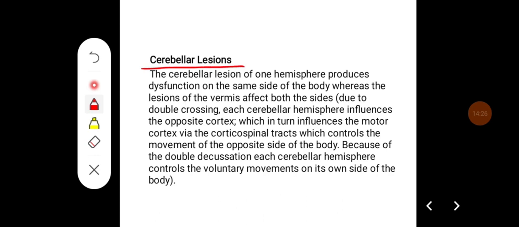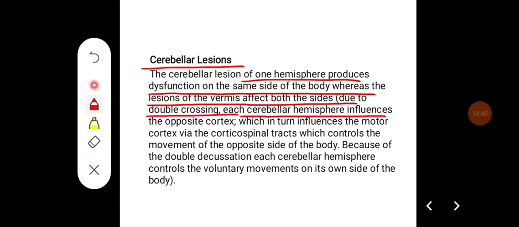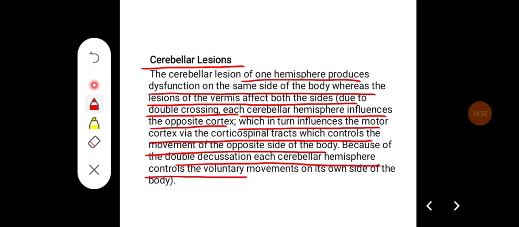Cerebellar lesions. The cerebellar lesion of one of the hemisphere produces dysfunction on the same side of the body, whereas lesion of the vermis affects both the sides due to the double crossing. That is, each cerebellar hemisphere influences the opposite cortex, which in turn influences the motor cortex via corticospinal tract, which controls the movement of opposite side of the body. Because of the double decussation, each cerebellar hemisphere controls the voluntary movements on its own side of the body.